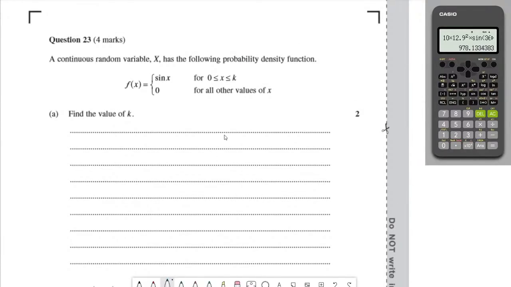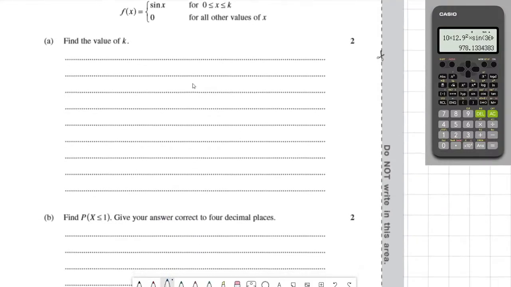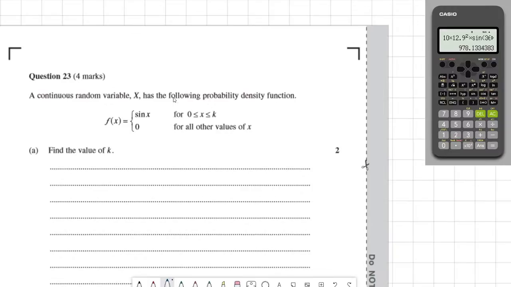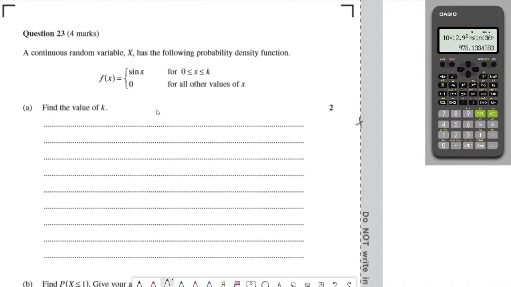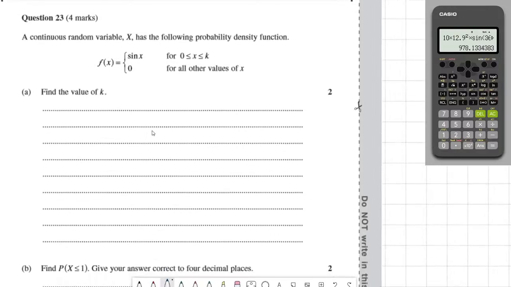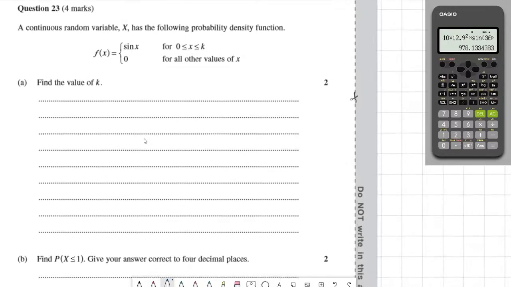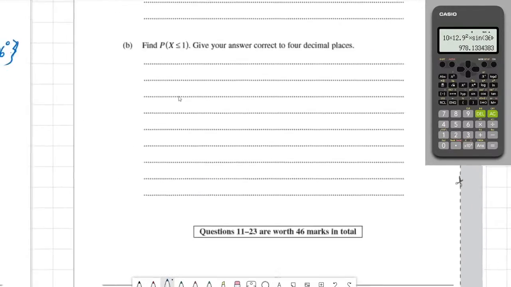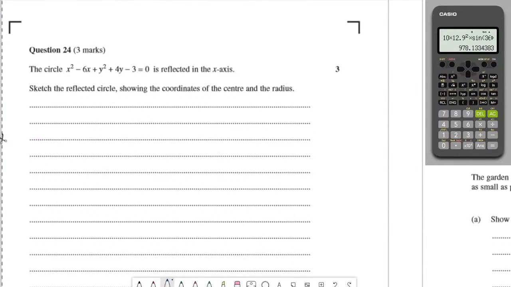Okay, continuous random variable x has the following probability function. Okay, I haven't actually done this at all. No, we haven't done this yet, so I'm going to skip over that and continue on to this one.